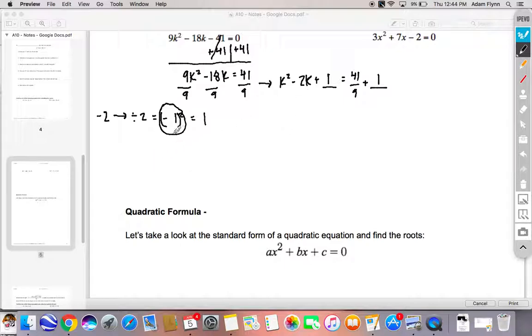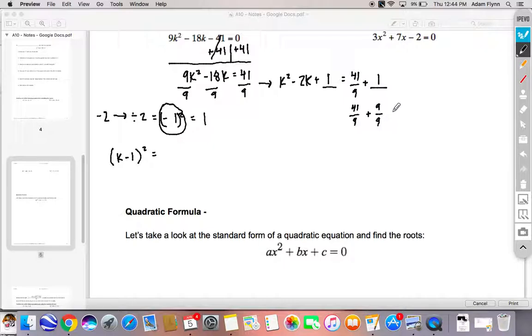So if I factor the left side here, I can use my magic number. So I have k minus 1 all squared equals 41 over 9 plus 1. So if I have 41 over 9, I'm adding 1, I need a common denominator.